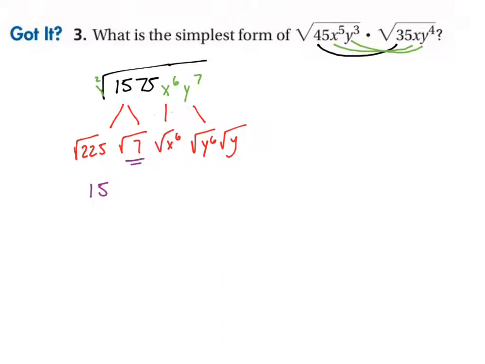Then we've got x to the sixth square rooted becomes x to the third, y to the third, and then we can't square root the y by itself. So that and the 7 remain underneath the radical. So this becomes our simplified form.